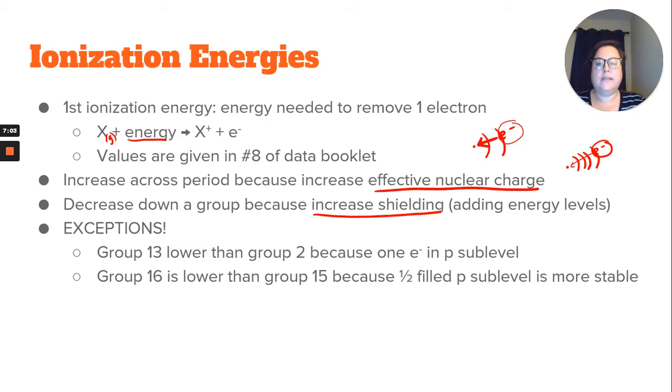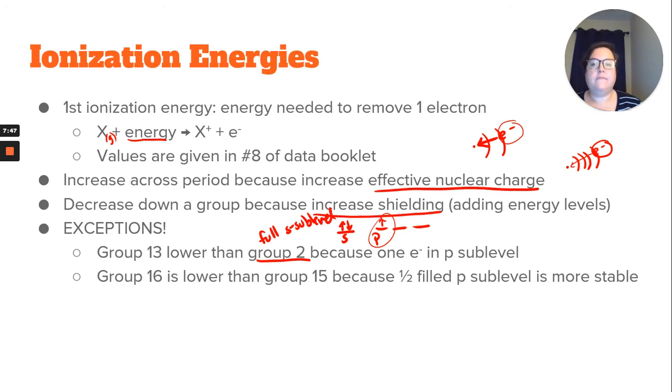Now there are some exceptions, just like there were exceptions with our electron configuration. So group 13 is actually lower than group 2. We're ignoring the transition metals because that's a whole other ball game. But group 13 is lower than group 2, and the reason why is because group 2 has a full S sublevel. So if we think about it, it has these 2 paired electrons, right? And that's going to be more stable than having just a single electron in the P. So group 13 is able to lose that lone electron in the P sublevel easier than group 2 can lose one of its paired electrons.